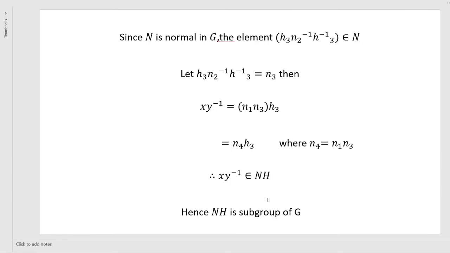Okay, look here, I write: since N is normal in G, the element H3 into N2 inverse, H3 whole inverse belongs to capital N. Obviously, it belongs to capital N, and I call this one N3. Then xy inverse is equal to N1 into N3 into H3. And N1 into N3 is an element of N. I call this one N4.